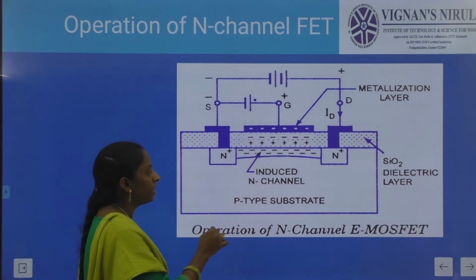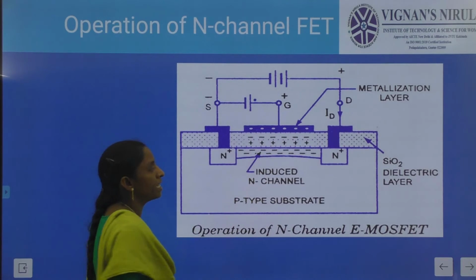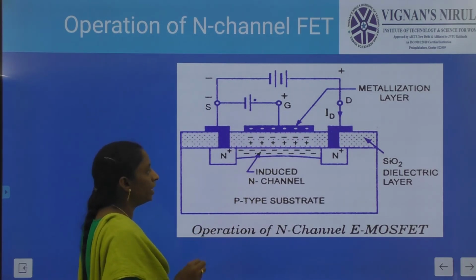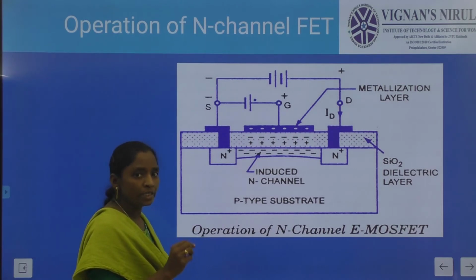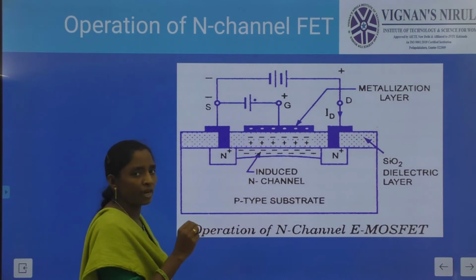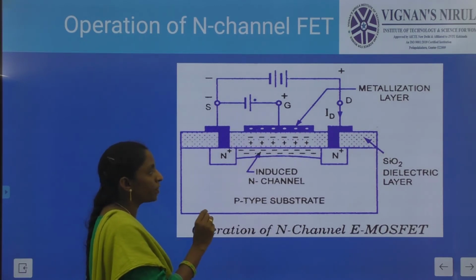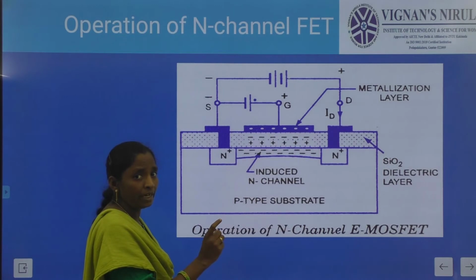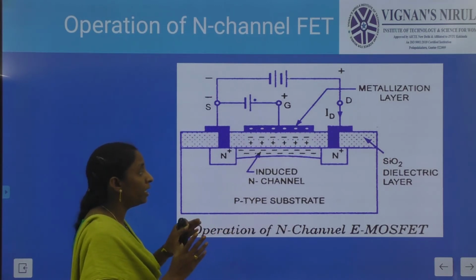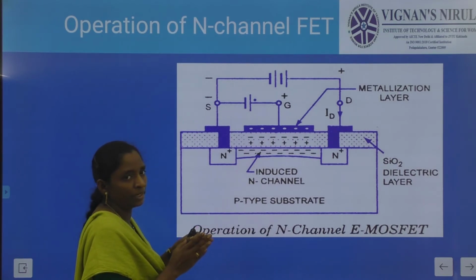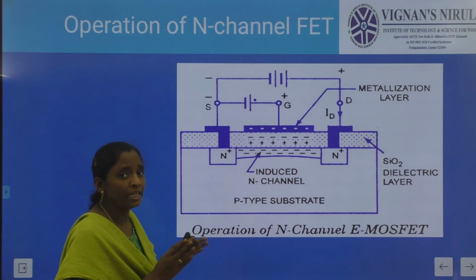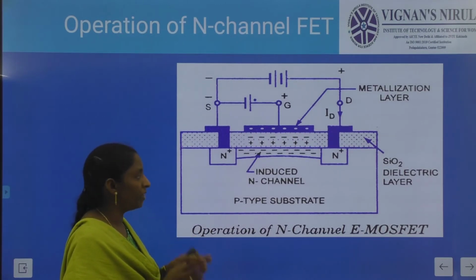Here this one and this one act as conducting plates, and the SiO2 layer acts as an insulator. So it looks like the construction of a capacitor. There is an insulator between two conducting plates. So here the MOSFET acts as an insulator. That's why it is also known as the IGFET.